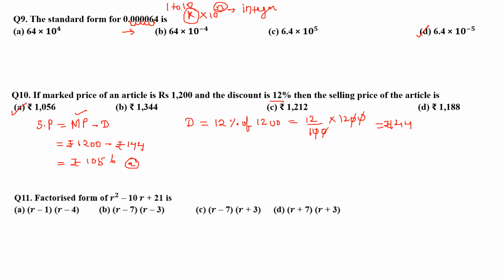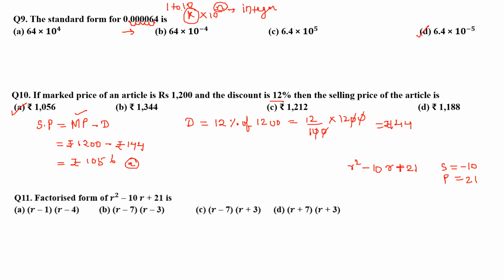Now moving to question number 11. So factorized form of r square minus 10r plus 21 is. So r square minus 10r plus 21. So you have to find two numbers whose sum will give you minus 10 and whose product will give you 21. See, I am using here middle term splitting method because I cannot fit this in any identity. 21 is not a square of any number, isn't it? So I have to use middle term splitting method.